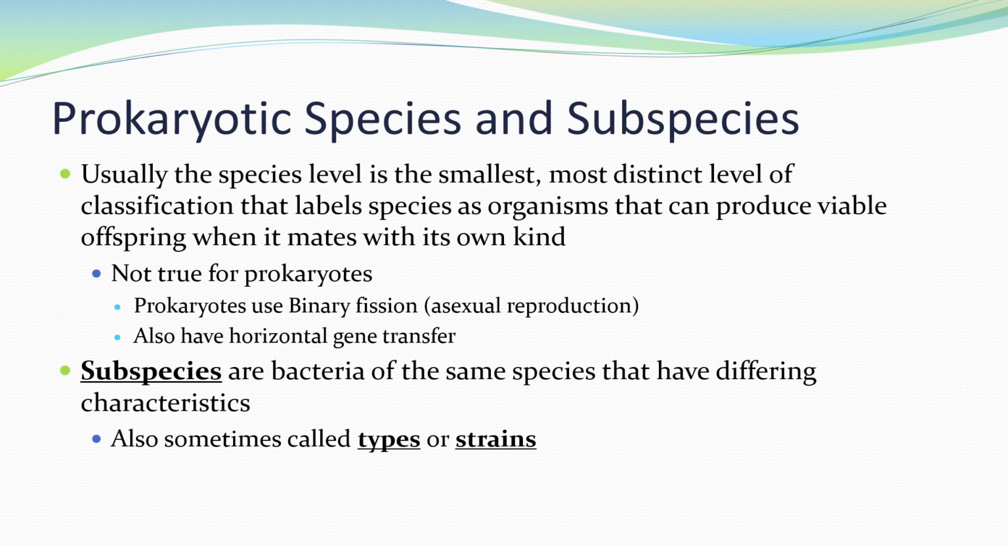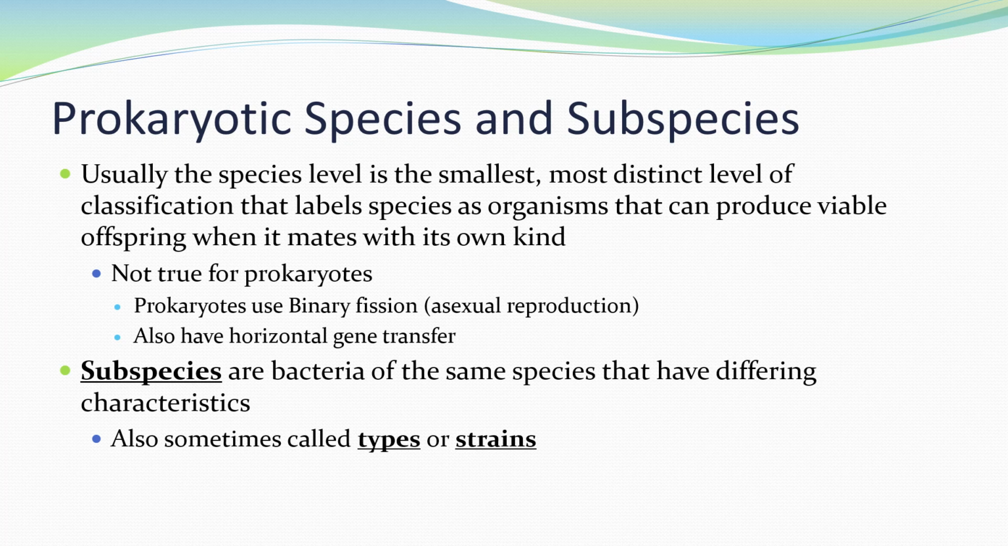So normally the species level is going to be the smallest, most distinct level of classification that will label a species as a particular organism that can produce viable offspring when it mates with its own kind. But this isn't true for prokaryotes because they use the process of asexual reproduction or binary fission as their form of reproduction. They do not mate with each other like a cell does not mate with another cell. They reproduce asexually. But they also have horizontal gene transfer.